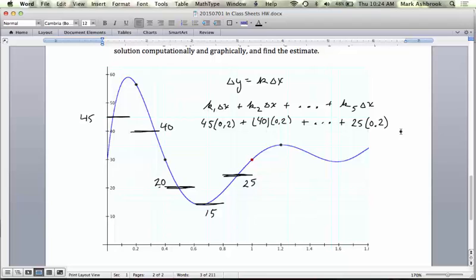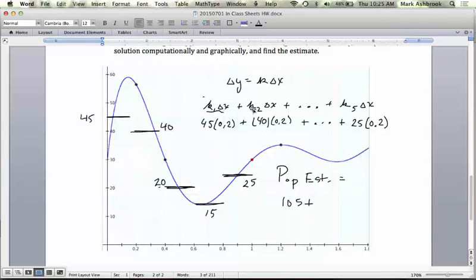Okay, questions on that? So will that be the population, our estimate for the population at 1 month? No. Why not? We haven't added our initial value. Yeah, so this is just amounts of change, right? These are just amounts of change in the population each 0.2 months. So then we'd have to get the actual population estimate would be, was it 105? Yes.